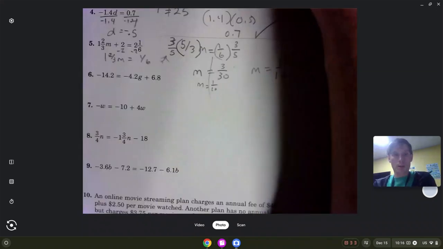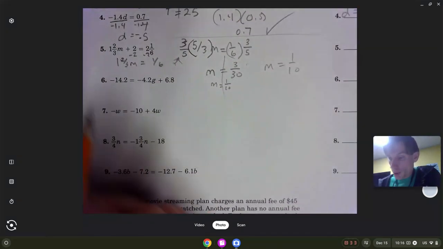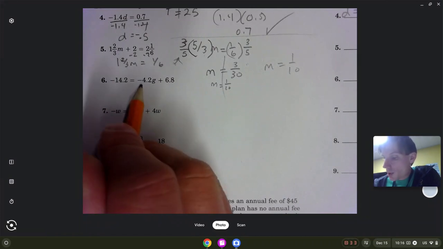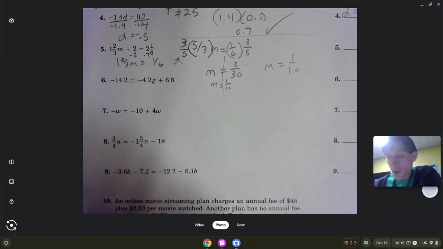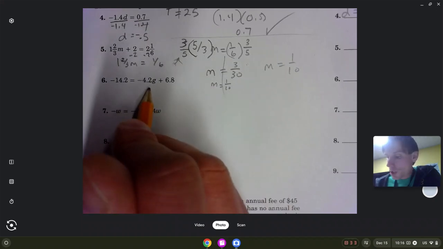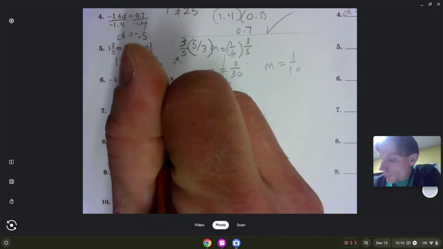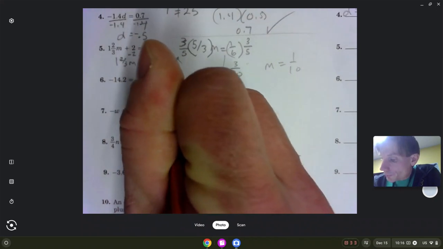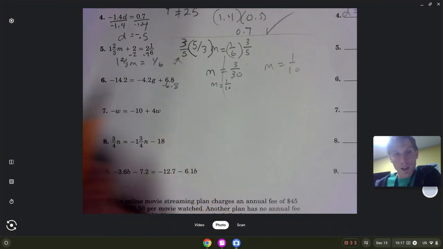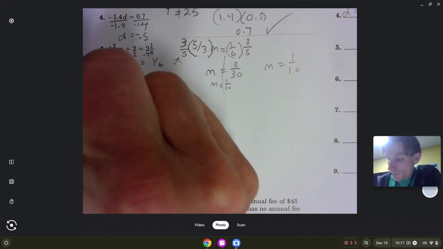All right. We have number 6. Great. We have negative 14.2 or negative 14 2/10 equals negative 4 2/10 G plus 6.8. Again, just a two-step equation. So again, opposite operations, inverse operations to get G all alone. Opposite of adding 6.8 is subtracting, right? Again, don't call me after midnight. We don't have a D. We don't distribute. We don't combine like terms. We're not moving a variable, but then we're doing add and subtract, and then multiply and divide. So we're adding and subtracting. Subtract 6.8. Whatever we do to one side, do to the other.